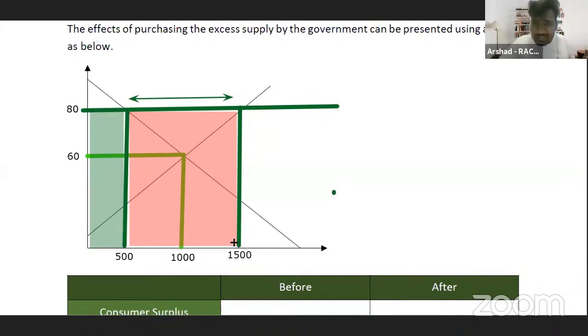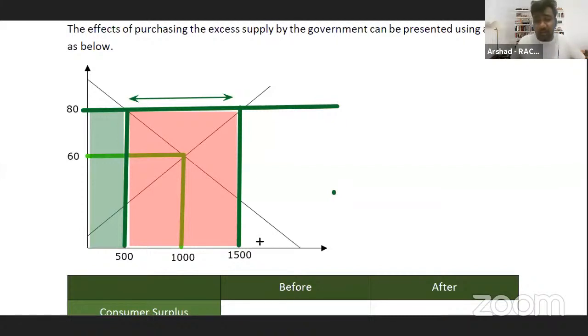So in our case, can you all tell me how much of an excess supply the government is going to buy? How many units? They're going to buy 1,000 units worth of excess supply. How much is the government's expenditure, guys? They're buying 1,000 kilos, and 1 kilo is 80 rupees. How much is the government's expenditure? They have to spend 80,000.